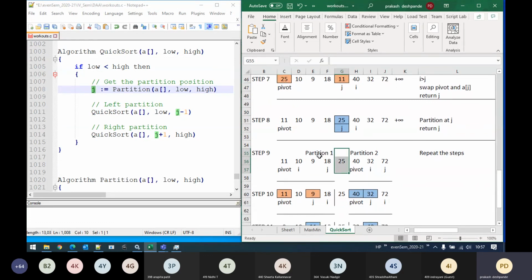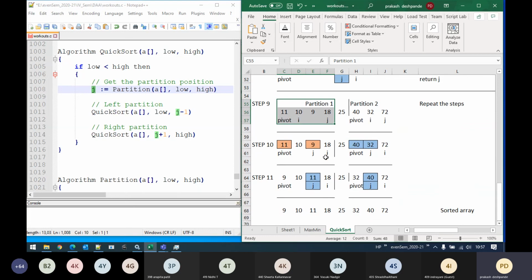Once the partition is done, the elements are again called recursively. Now try to proceed further with the same approach. Then we will find something like this. This will be further divided, and at step number 11, we will have one more partition. So again we get 2 elements, which will be further partitioned. We get 1 element. Once we get 1 element, we stop. When we stop, the elements will be in sorted order.